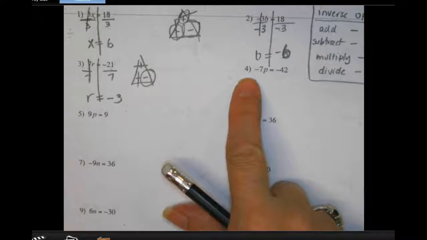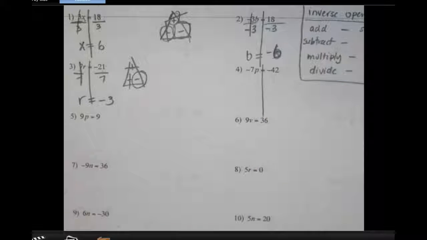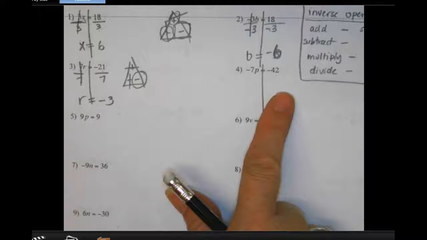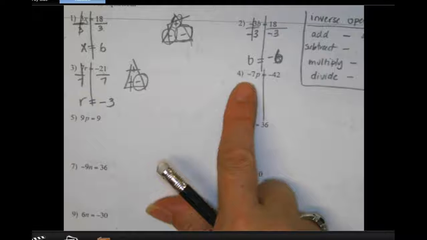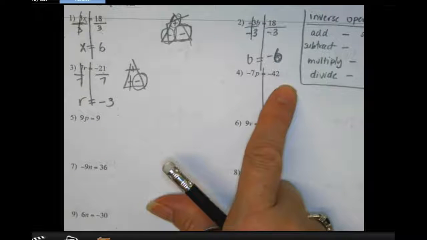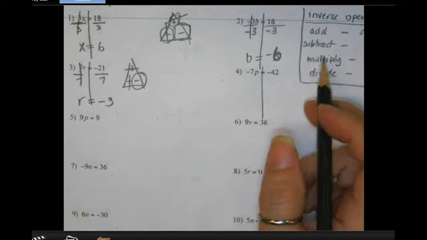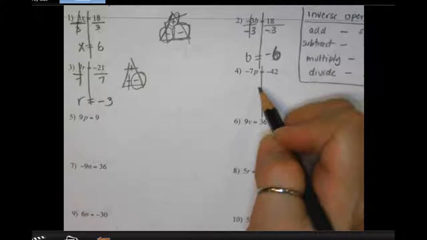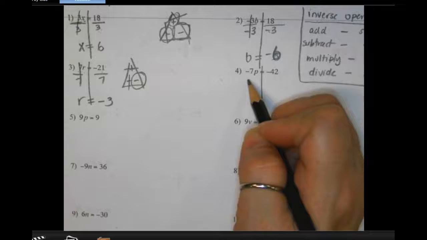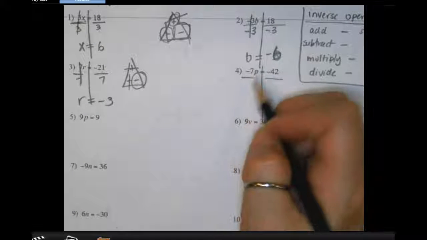All right, so let's look at number 4. Number 4, okay? There's my scale to keep it balanced, because what I do on one side, I have to do to the other. I have a -7 times p is equal to -42. So I'm going to go ahead and use my inverse operation. What do I have to do to both sides then? Divide both sides by what? -7.